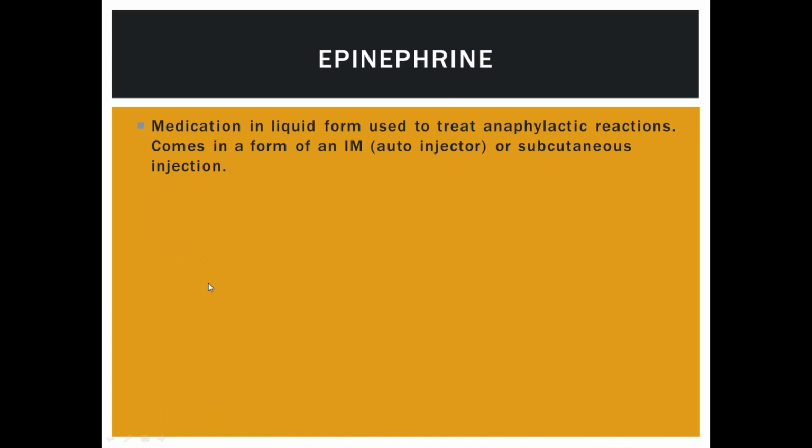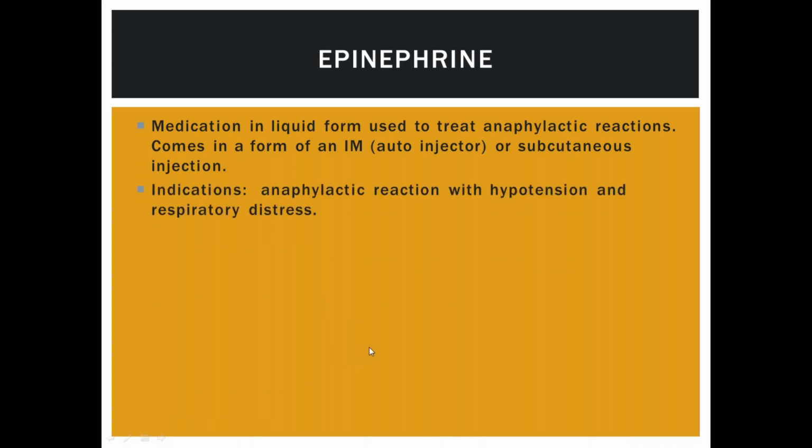So next we have epinephrine. So epinephrine is going to be used for allergic reactions. What epinephrine is, it's a medication in a liquid form. It's going to be used to treat anaphylactic reactions. Comes either in a subcutaneous injection or intramuscular, which is going to be our auto injector. Indications: anaphylactic response with hypotension, and then also respiratory distress. Because when somebody has a severe allergic reaction, those are the two main body systems that are affected: the cardiovascular or blood vessel system, and then also the respiratory system.